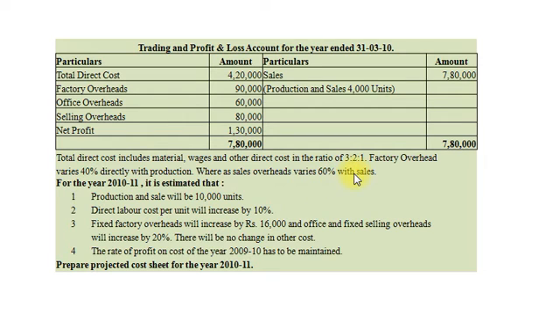Dear students, here there is no information about office overheads. So in the absence of office overheads information, we consider it as 100% fixed overhead. Okay. Now estimate for the year 2010-11. Production and sales will be 10,000 units.